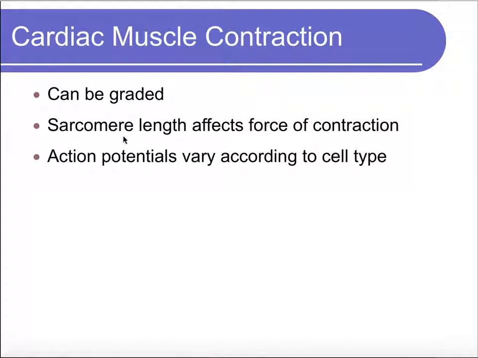When your sarcomeres are too short, you'll produce less force because you won't have a lot of room to slide. When your sarcomeres are too long, you'll produce less force because there's not enough overlap for cross bridges to form. So we do have an optimum sarcomere length. And action potentials also vary here. So we're actually going to learn two new action potentials.